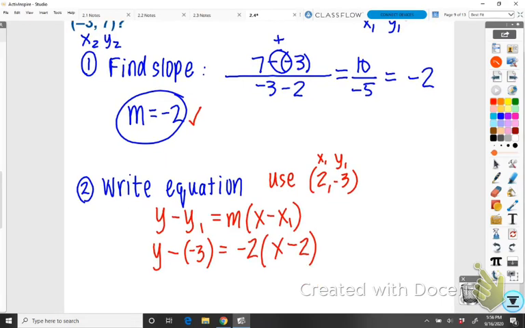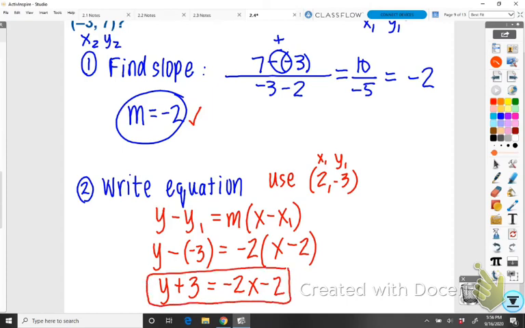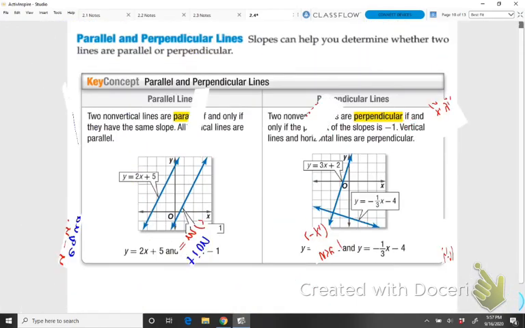And let's just clean this up a bit. These two negatives over here make a +3. Minus 2. So that's point-slope form. If you wanted to go to slope-intercept, you would distribute the -2 on the right and subtract the 3 over. But we'll just keep it like that because they didn't really specify, so your choice.